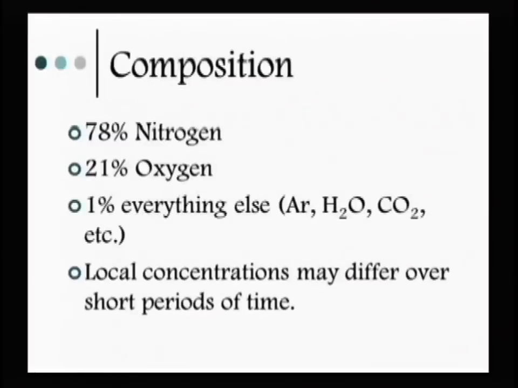So now, what's our atmosphere made of? Well, about 78% of it is nitrogen in the form of N2. About 21% of it is oxygen in the form of O2. And about 1% of everything else, like argon, water, carbon dioxide, all those kinds of things. Now, local concentrations may actually differ over a very short period of time due to a variety of things.